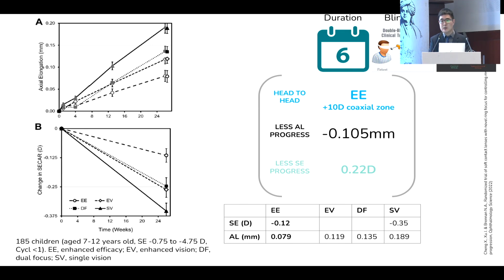And overall, over that 6 months, they were able to achieve a saving of about 0.1 millimeter of axial length, as well as less progression of spherical equivalent of 0.22 diopters.